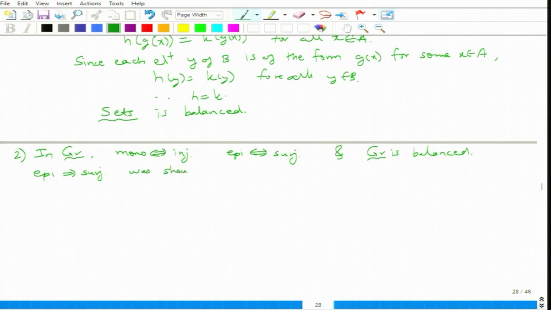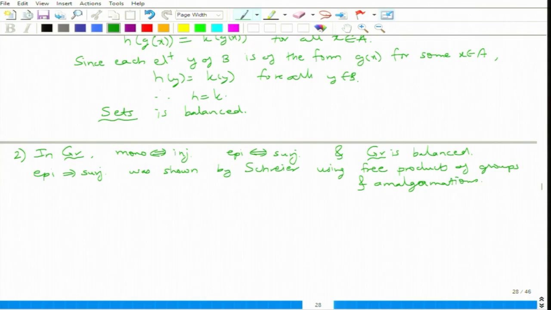So epi implies surjective was shown by Otto Schreier. He's the same person, if I remember correctly, who proved that every subgroup of a free group is free. Every subgroup of a finitely generated free group is free. So this property was shown by Schreier using free products of groups and amalgamations. You have seen these things in algebraic topology, the Van Kampen theorem. So those things.